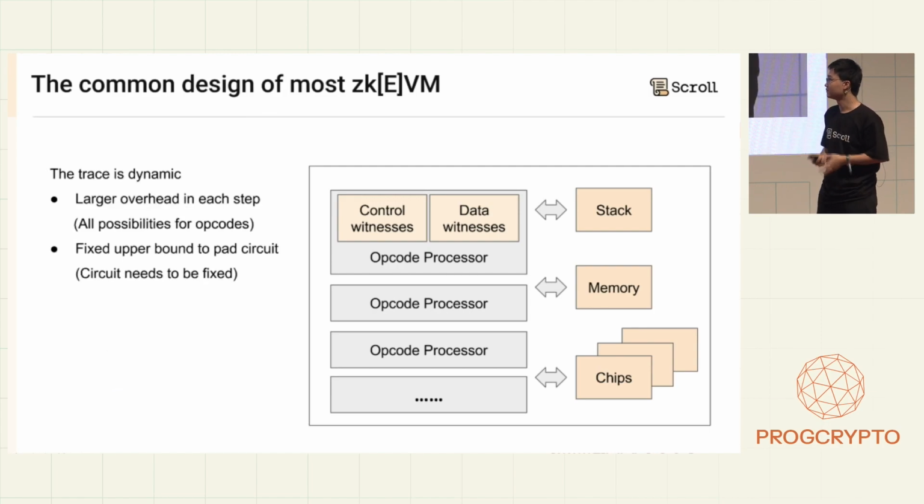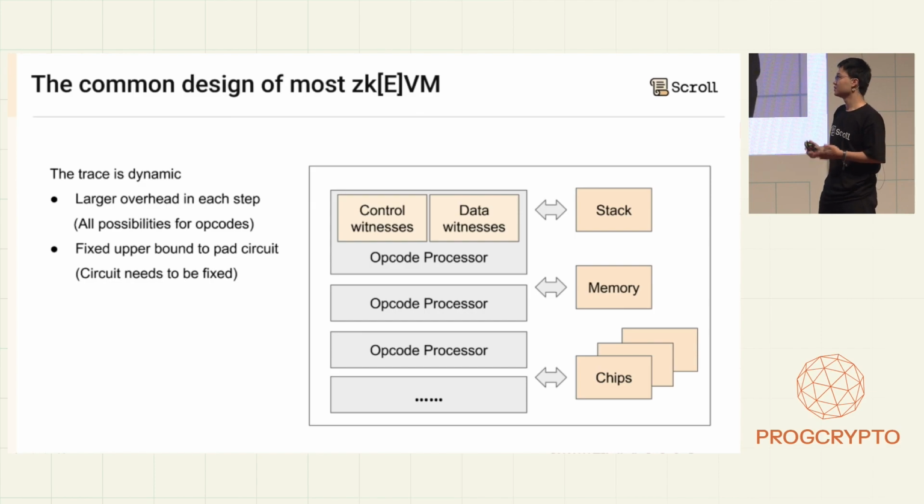But here is a problem. As mentioned, because the execution trace is different every time, your opcode processor needs to contain very complicated control logic to select which opcode you're actually proving. So there will be actual overhead in each step, because you need to be compatible with all the possibilities for different opcodes.